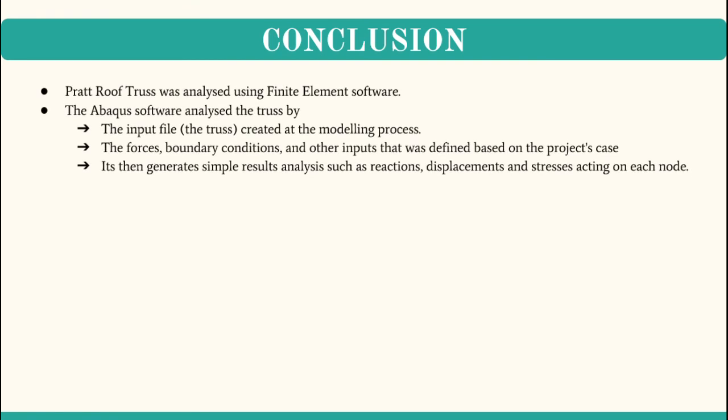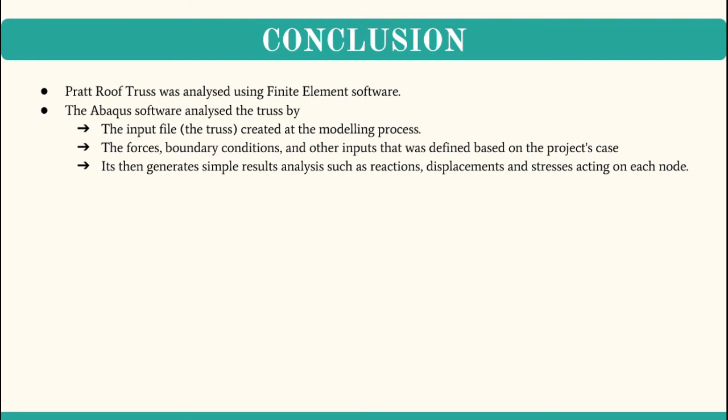So, in conclusion, our group is assigned a Pratt roof truss where we need to determine the forces and stresses in each member and also the displacement at each node. Firstly, the truss was analysed through an FEA software, the Abaqus software. In Abaqus, we created an input file, which is the construction of the truss. Then the boundary conditions were defined after the modelling process. It then generates the results that we want, which are the reaction, displacement and stresses acting on each node.